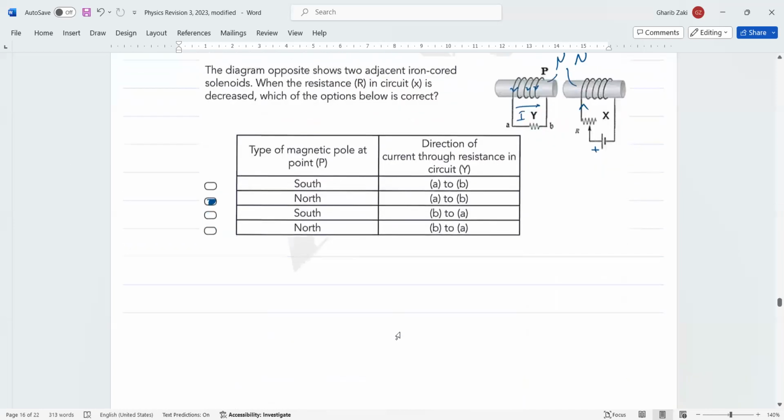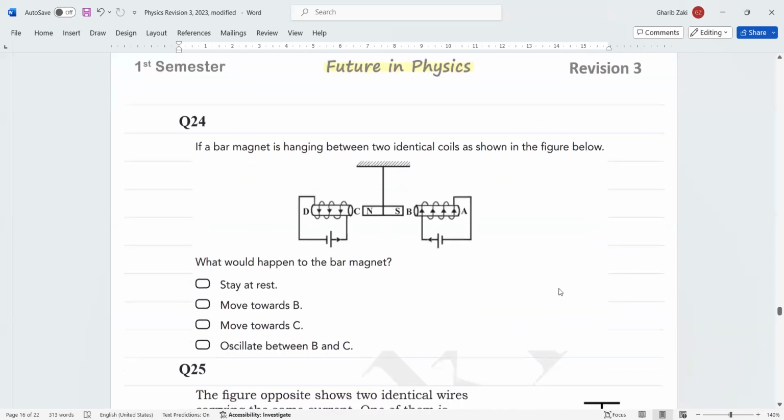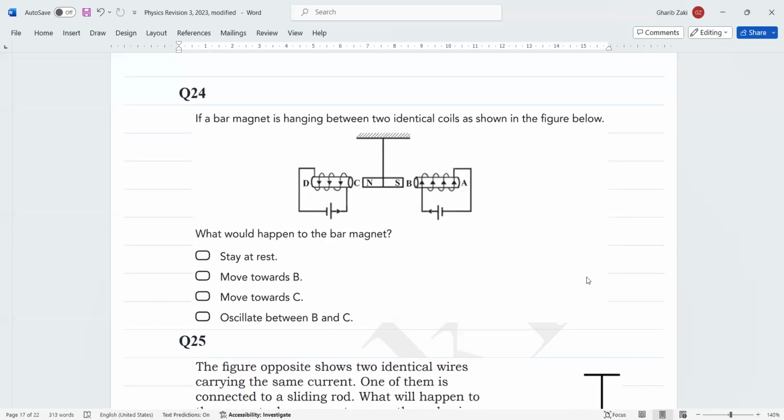Next. Now, can you see that one? He said this is the bar magnet hanging between two identical coils as shown. What would happen to the bar magnet? This is the current. Can you see here? So this is the north. And also, what happened here? This is the north, so this is the south. So is the bar magnet stationary? North attracted to the south and south attracted to the north? No, because there is one trick here.